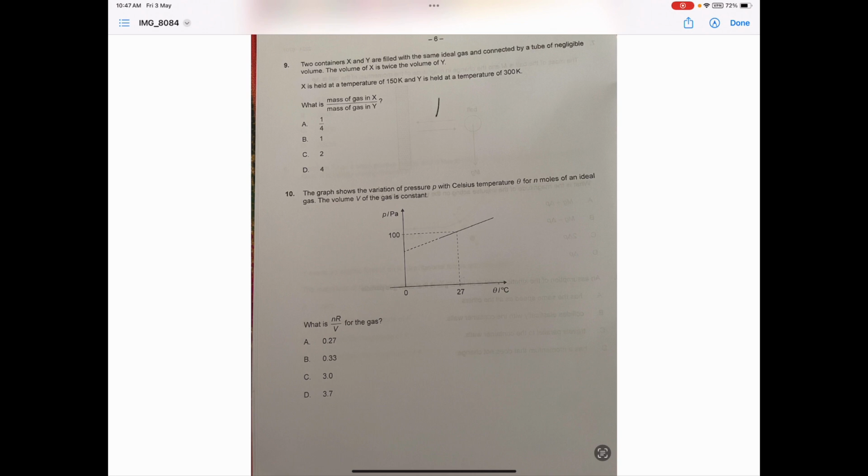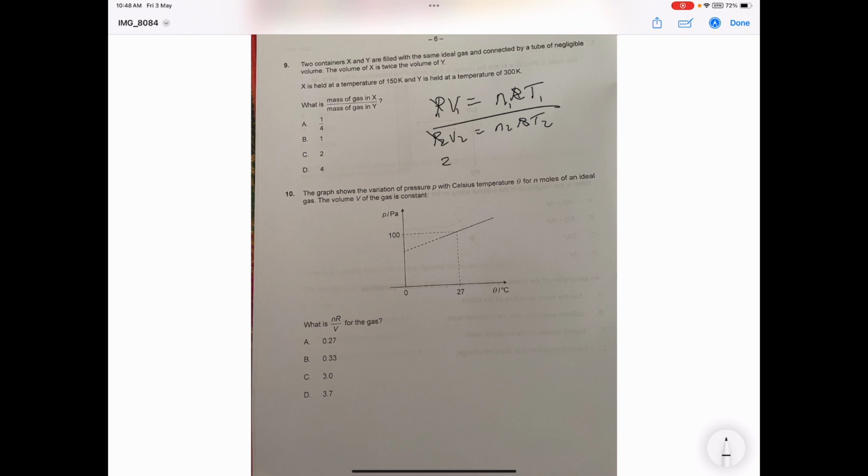So we know that PV is equal to nRT. So we can say maybe P1 V1 is equal to N1 R T1, put this over P2 V2 is equal to N2 R T2. So we know that the R's cancel immediately, and the two pressures are equal. So the volume of X is twice the volume of Y.